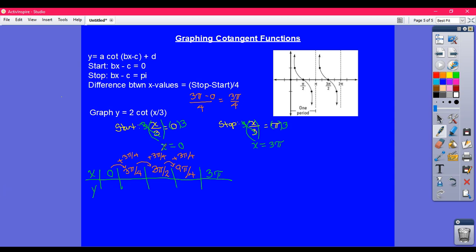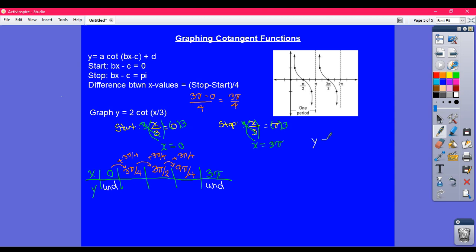One of the nice things as well, just like for tangent, is that the start and the stop of one cotangent graph always start and stop at a vertical asymptote, which means it would be undefined for the first and last point of one period. So if I'm going to plug in the rest, I'm just going to replace the x with 3 pi over 4 and solve for the y.